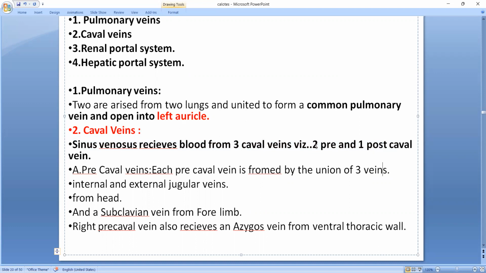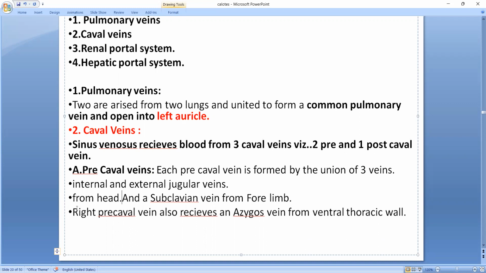Three caval veins: two precaval veins and one postcaval vein. Each precaval vein is formed by the union of three veins. What are they? Internal jugular, external jugular, and a subclavian vein from the forelimb. When these three join, a precaval vein is formed: the internal jugular, external jugular and subclavian.